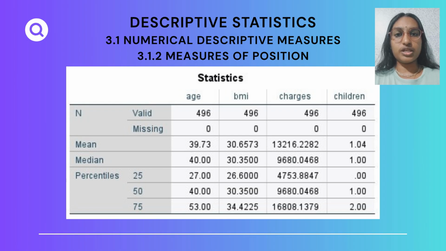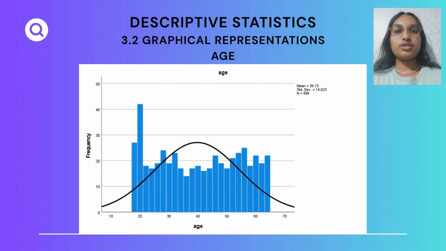In conclusion, age, BMI, and the number of children are fairly balanced, while insurance charges show greater variation due to some high values. Age. The histogram of age, representing the age of the insured, shows a relatively even distribution, as the mean age of 39.73 years and the median age of 40.00 are nearly identical.